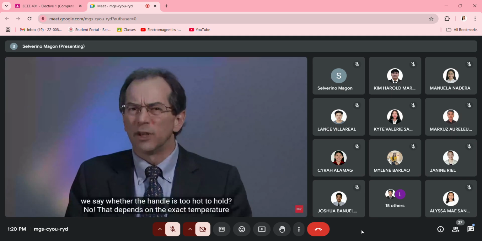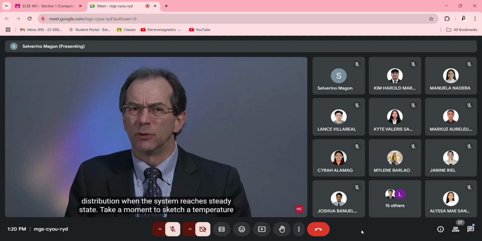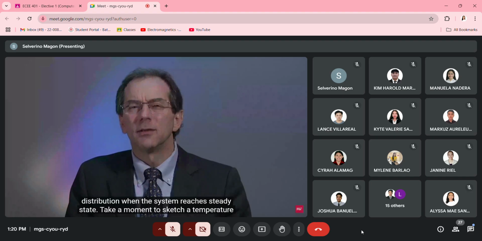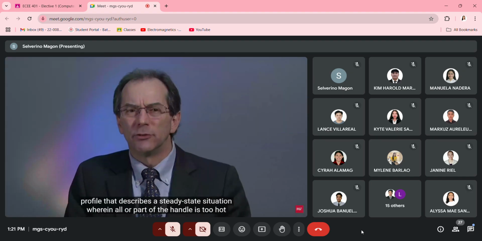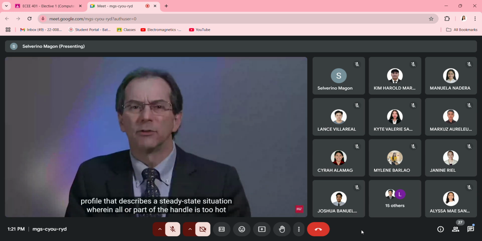So, can we say whether the handle is too hot to hold? No. That depends on the exact temperature distribution when the system reaches steady state. Take a moment to sketch a temperature profile that describes a steady state situation wherein all or part of the handle is too hot to touch.